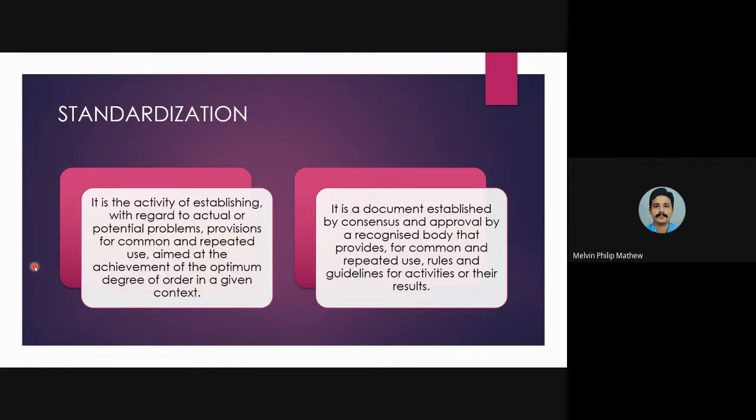So if the scales are made with any other graduations, there will be no standardization. So when people go to buy this product, it must be fit for that function, and hence standardization is given. It can also be said to be a document established by consensus. Consensus is nothing but a group of people or a group or body approves or sets up some standards, and it is approved by a recognized body that provides for common and repeated use, rules and guidelines for activities or their results. So there will be activities done, even procedures done during the design of the products, or the results, the final product that has to be obtained.